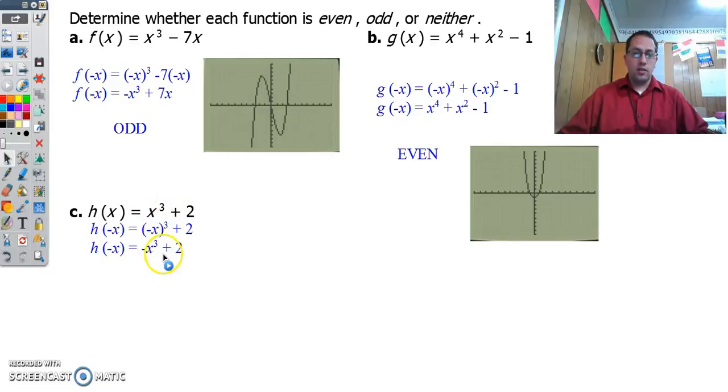Did all of the signs change? No, only the one for the x cubed changed. The 2 is still positive. So it didn't change all the signs like an odd. It didn't stay completely the same like an even.